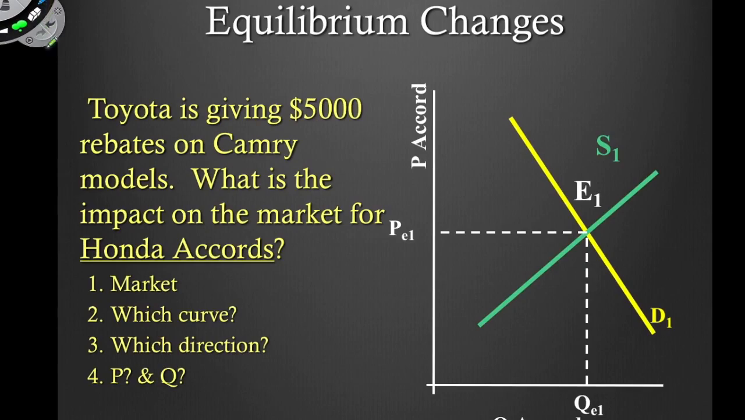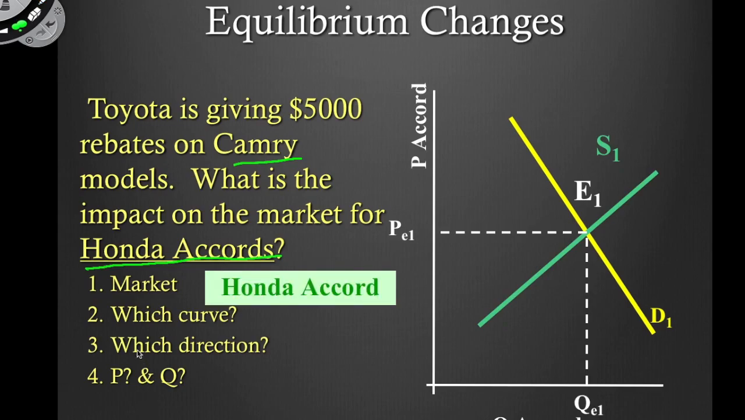All right, here's a quick example. Toyota is giving a $5,000 rebate on Camry models. And the question is, what is the impact on the market for the Honda Accord? All right, so what market are we talking about here? It's the Honda Accord, not the Camry, not Toyota, not cars in general, just for the Honda Accord. All right. Second, what's happening in this market for the Honda Accord?